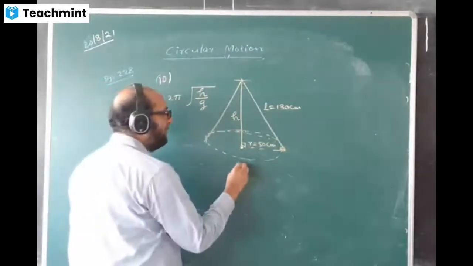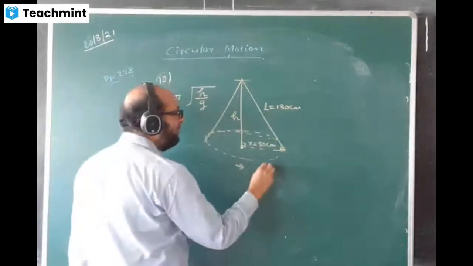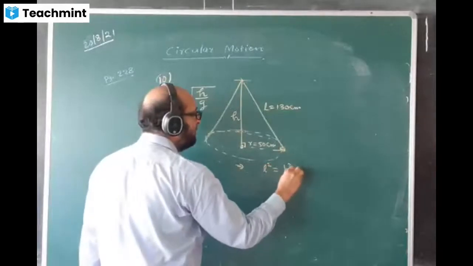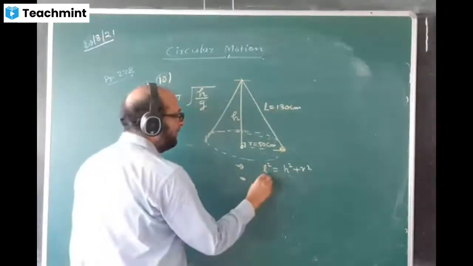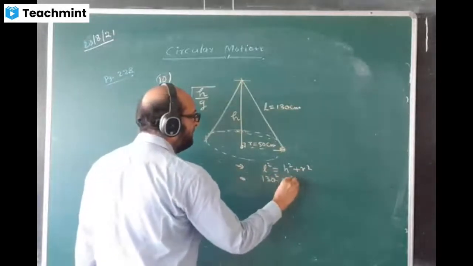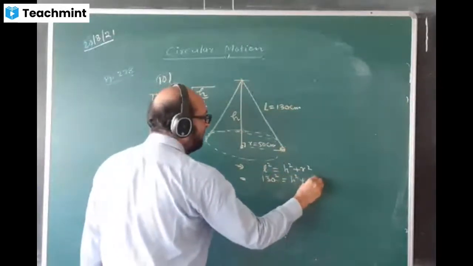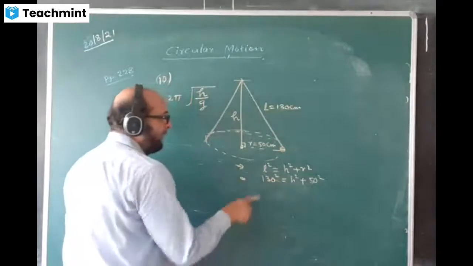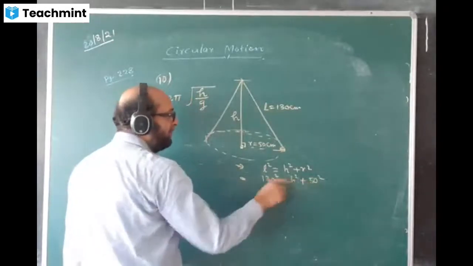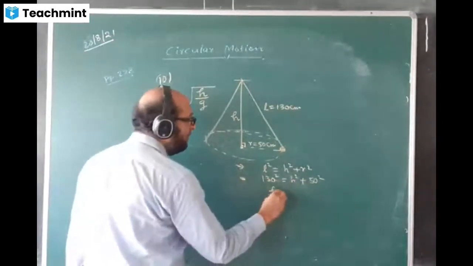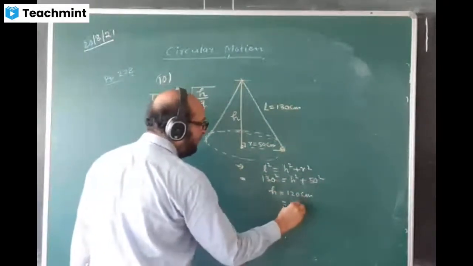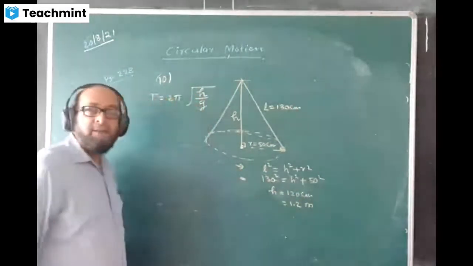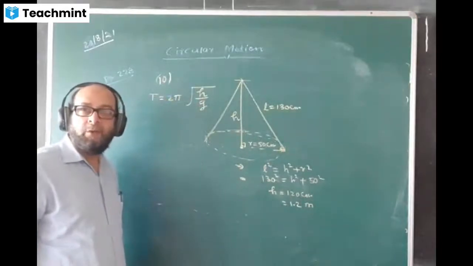Can you find the value of h and tell me what value you are getting? You are using the formula l square is equal to h square plus r square. l is given 130, so 130 square, h is unknown, radius is 50. I am sure, 13 and 5, the answer will come 12. Therefore, h value will come 120 centimeter. Changing to meter, 1.2 meter.